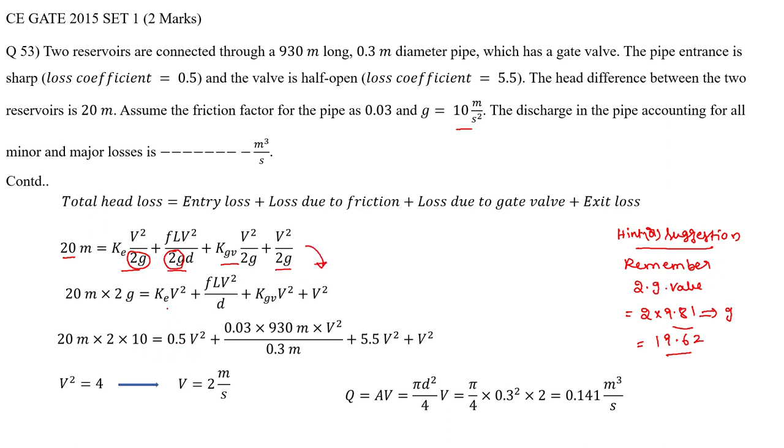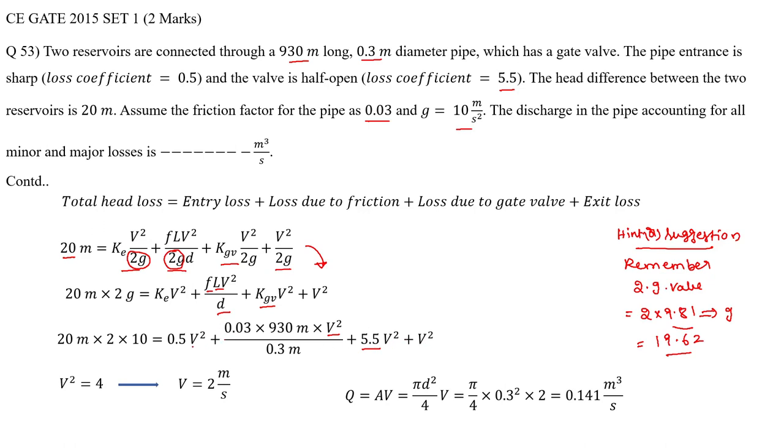Now we know K is 0.5, the friction factor is given as 0.03, L is given as 930 meters, V we don't know, and pipe diameter D is given as 0.3 meters, as well as the loss coefficient due to the gate valve, given as 5.5 V square. The 2g goes to the other side, so V square is left, plus V square.